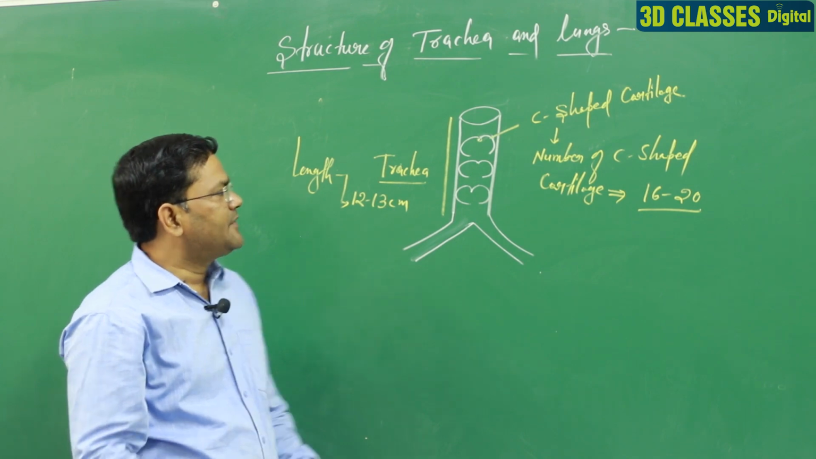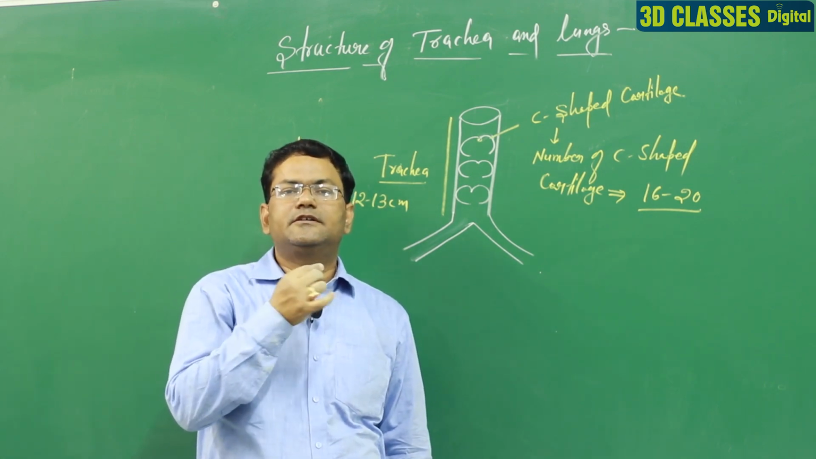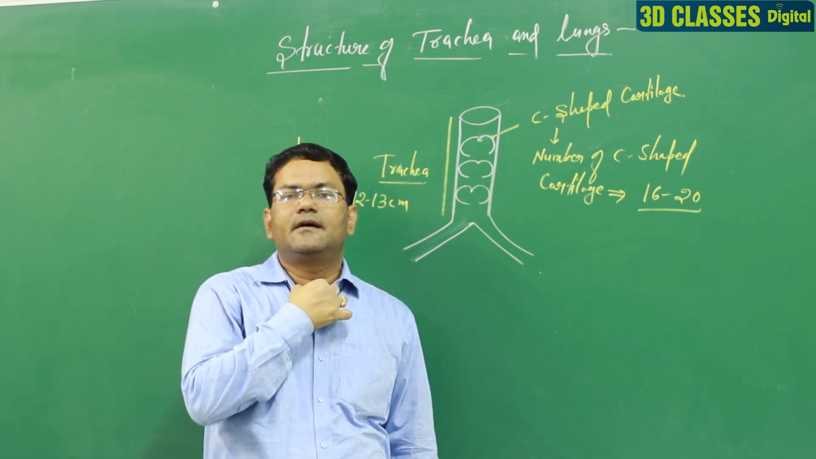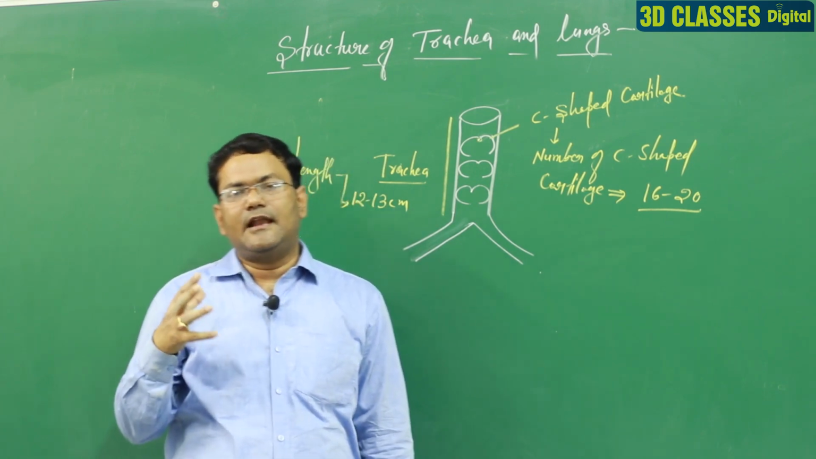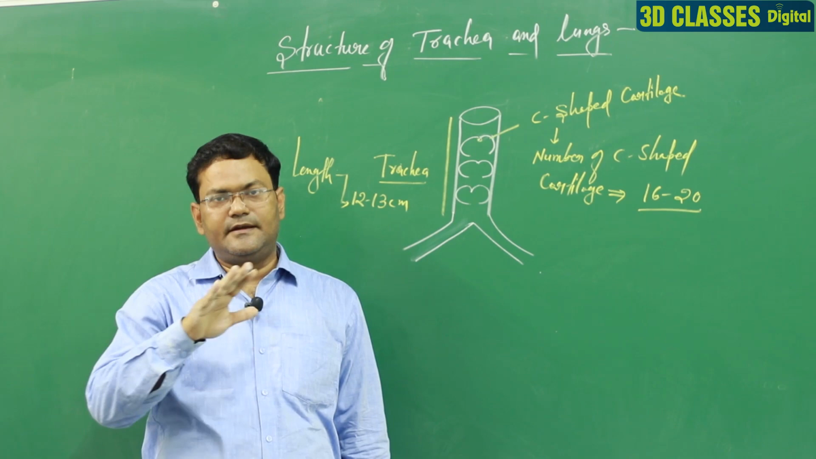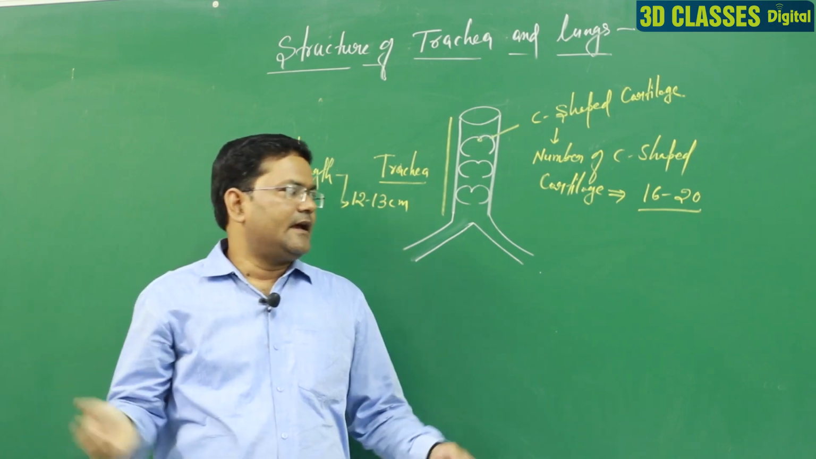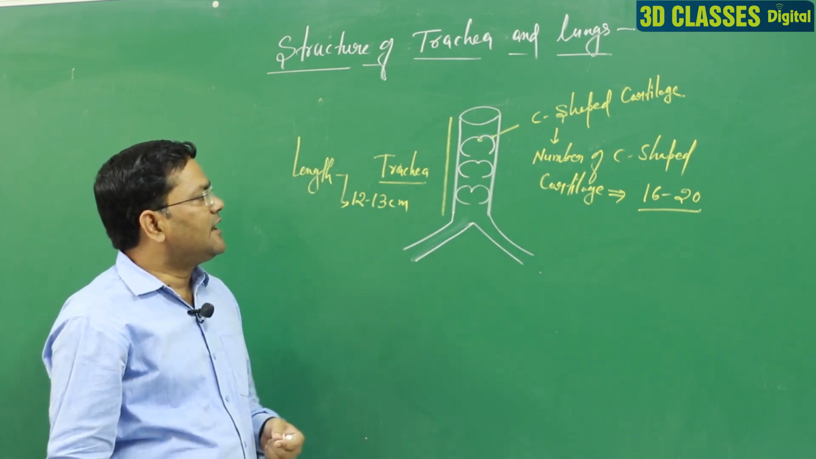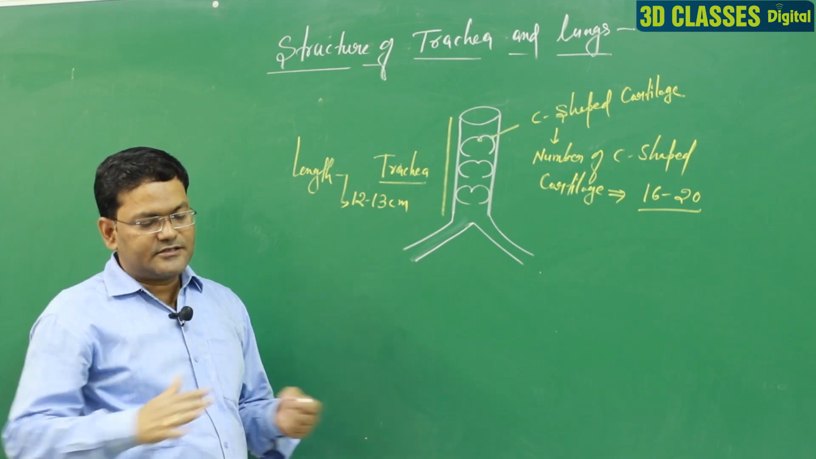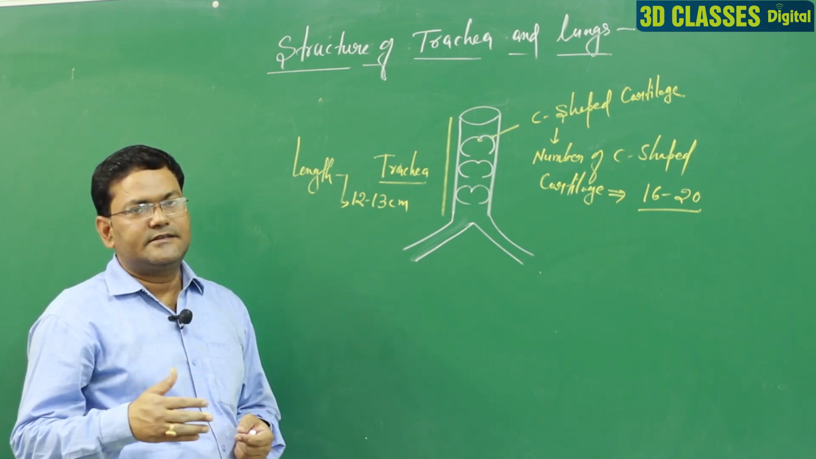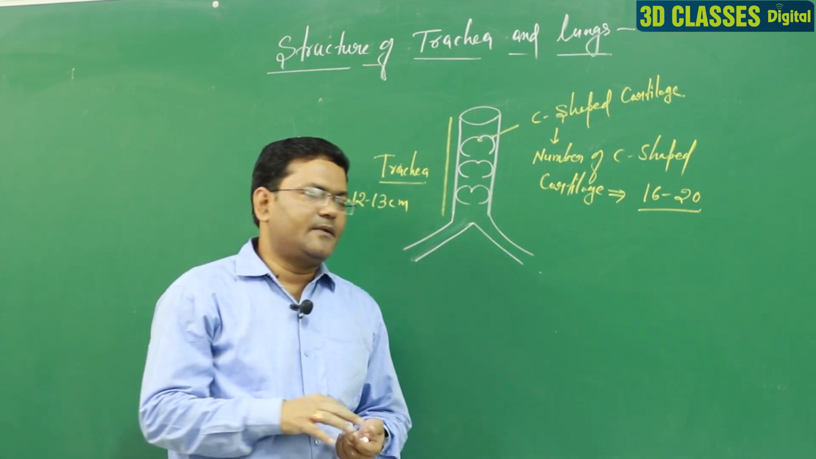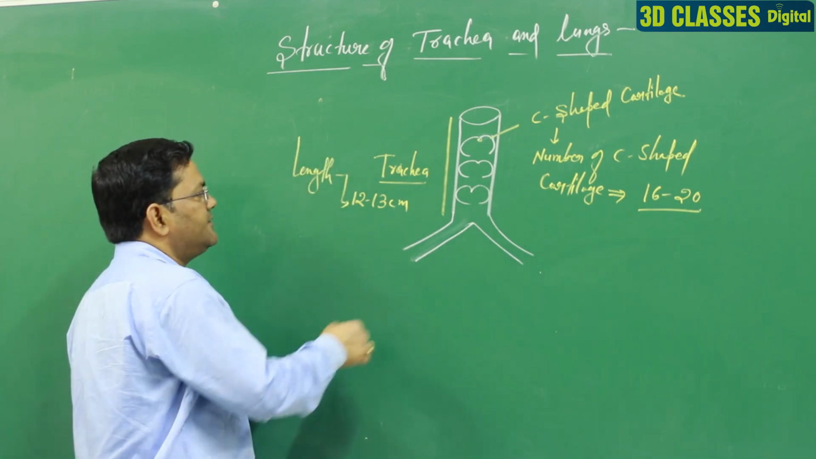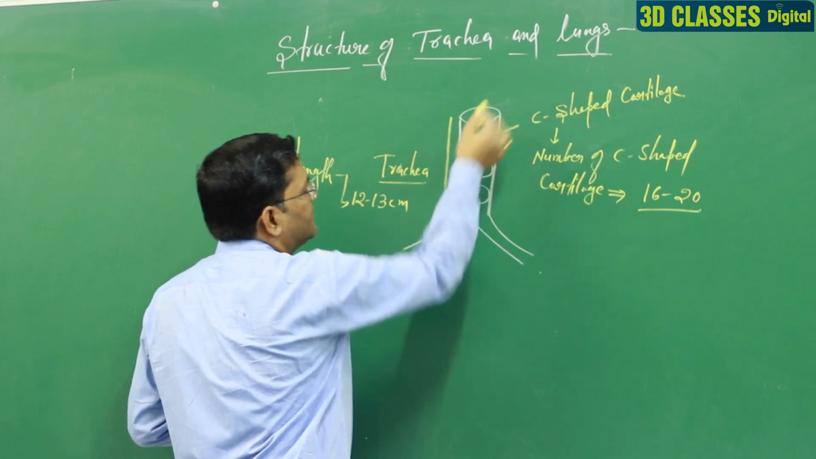Now, the trachea's main function is to pass the air, and this air reaches into the lungs, and the lungs' alveoli participate in the exchange of gases, and this path is a vast way: primary bronchi, secondary bronchi, tertiary bronchi. I will explain this topic in another part. Now I explain the other part, the lungs.